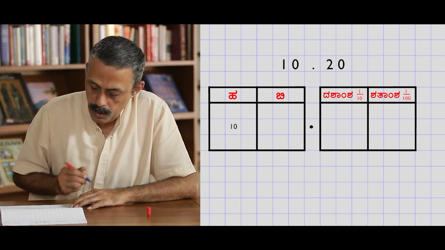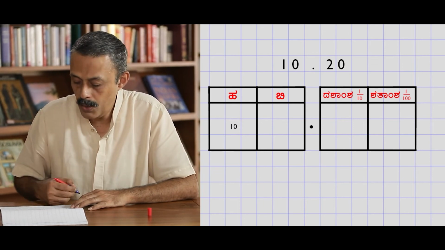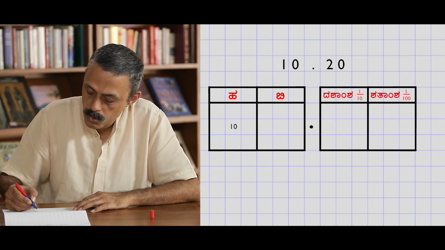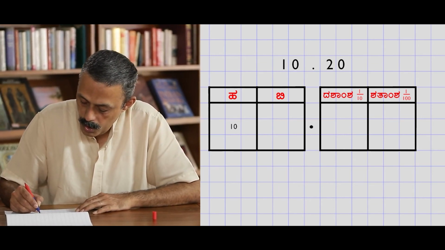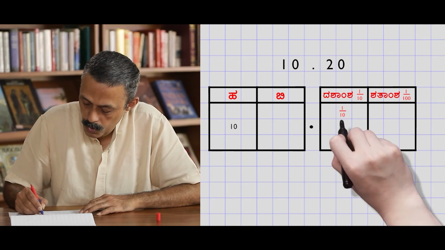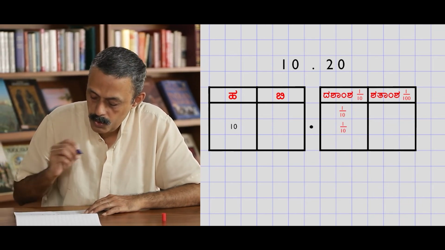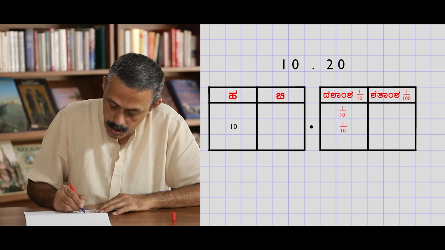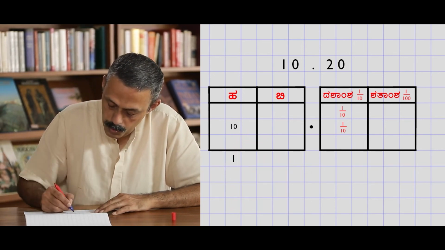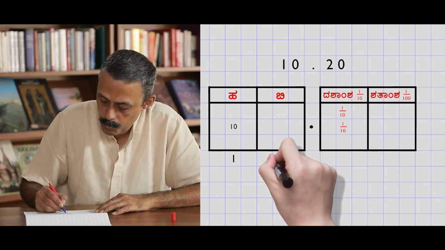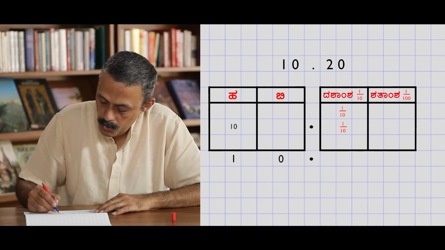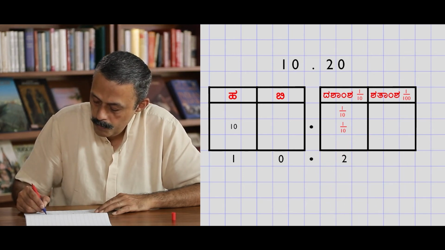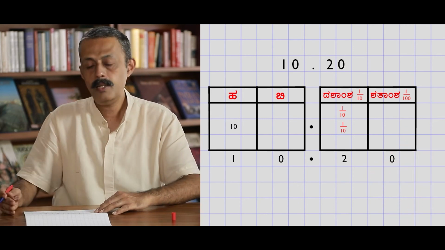Now 10, 1 in the tens room and nothing in the units. And in 1/10th position, how many positions should I fill? 2. So we have 2 of 1 by 10 and nothing in the 1 by 100. So 1 room of 10 is full, nothing in units. Point. 1 by 10, 2 positions are full, nothing in 1 by 100.